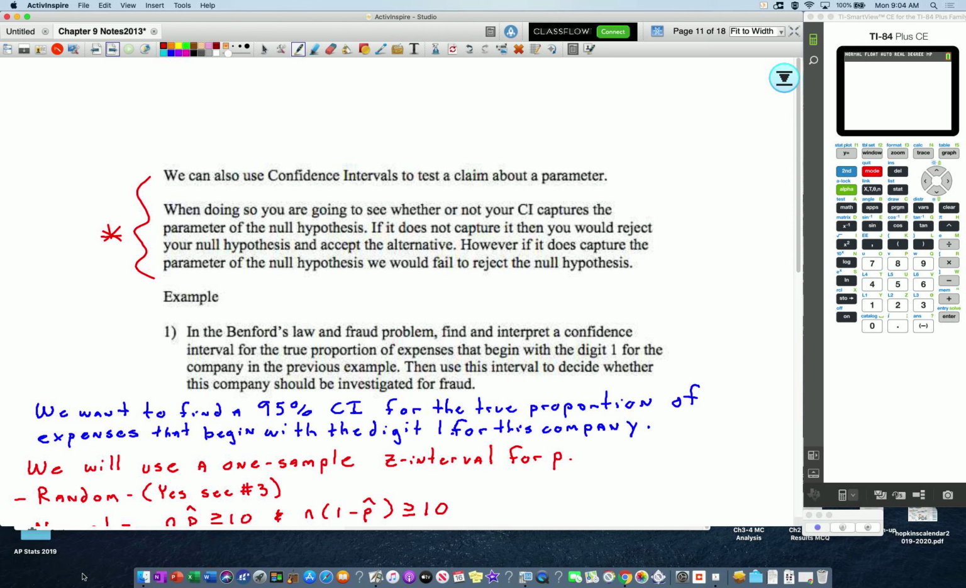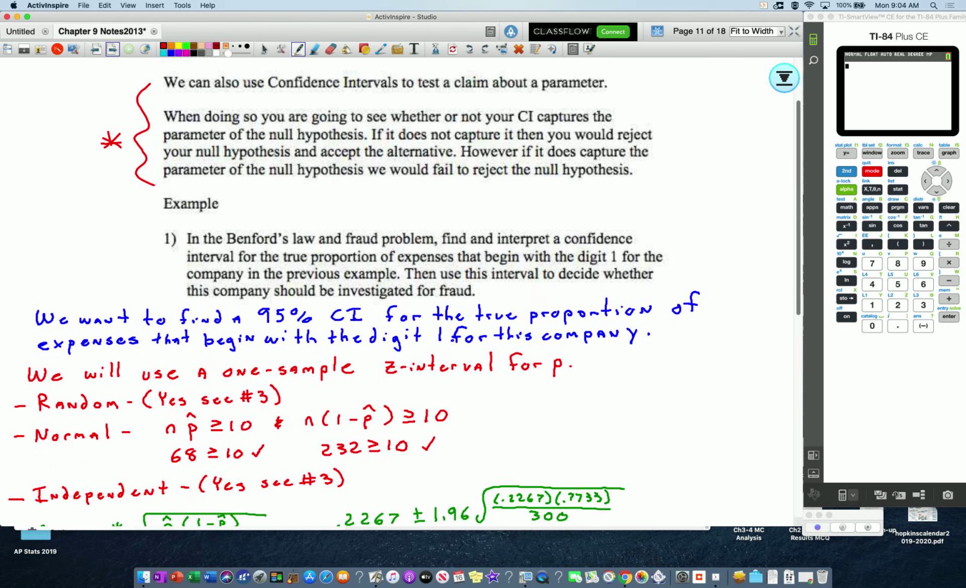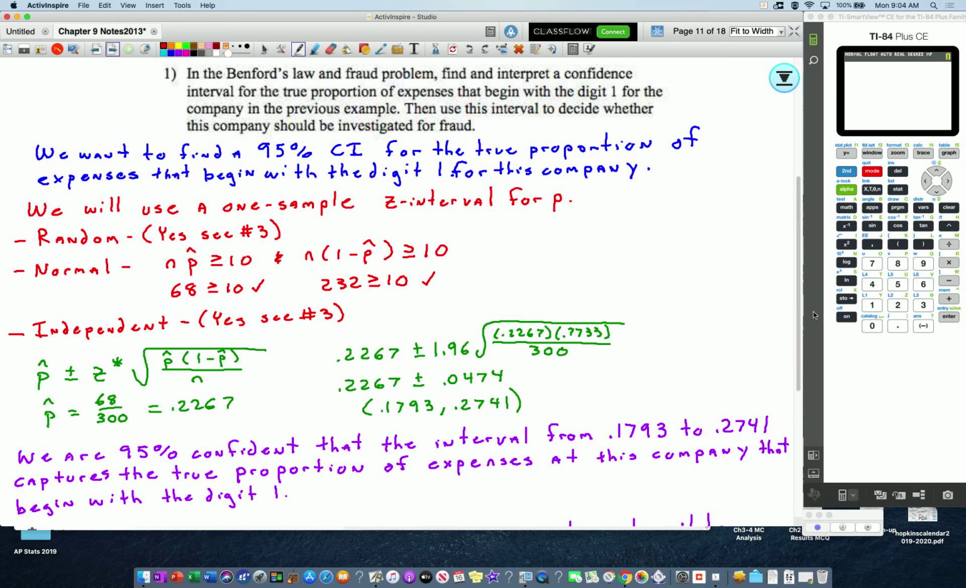So to show you how this works, using that same Benford's Law, or fraud problem, geez, Mr. Parks, you're trying to rush here. So, excuse me, to do this, we still do the state, plan, do, conclude for a confidence interval, going back to chapter 8. So we state what type of interval we're trying to find. We want to find a 95% confidence interval for the true proportion of expenses that begin with the digit 1 for this company. So what type of interval are we trying to find? A one sample z interval.